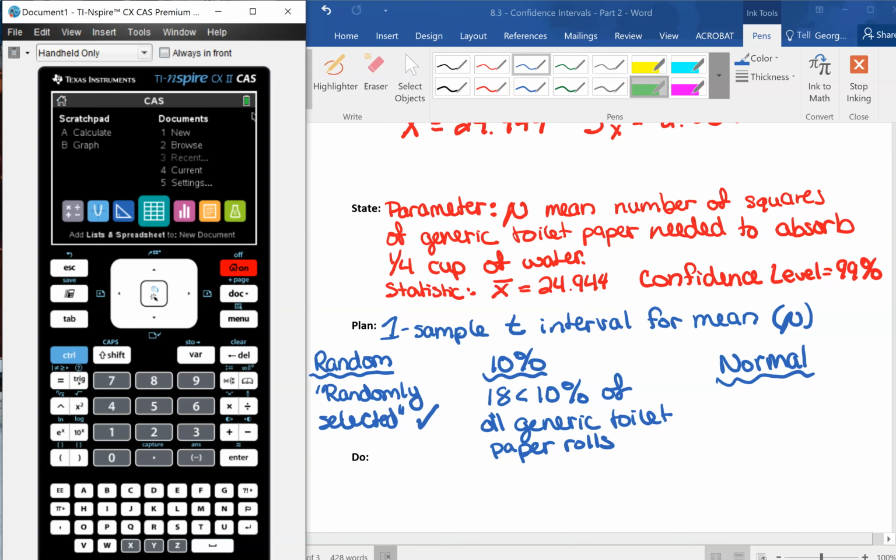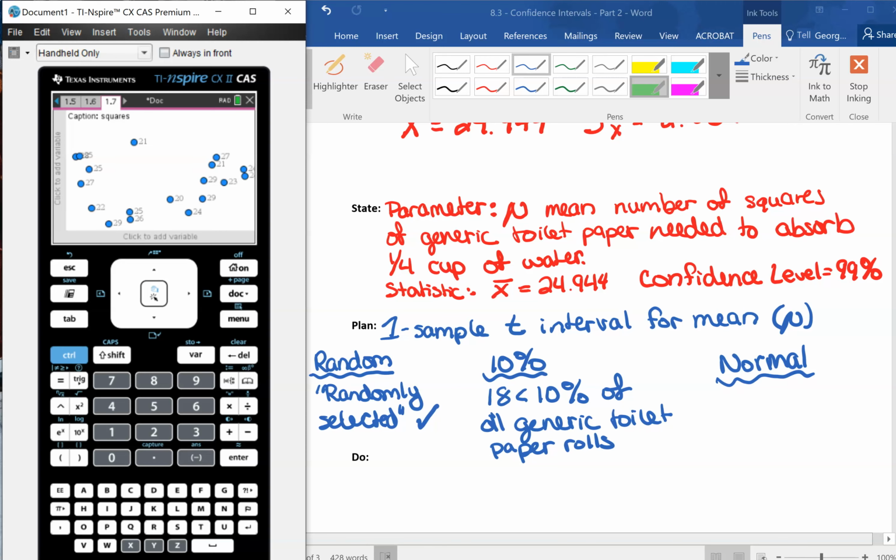What we're going to do is hit that house again. We're going to hit on, and we're going to hit the bar graph right next to it. Then down here, we're going to click on the x-axis, and we're going to say squares. That gives us a dot plot.